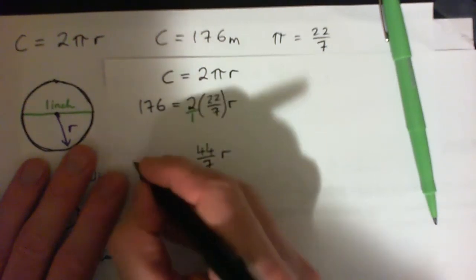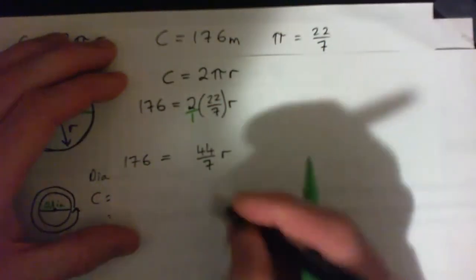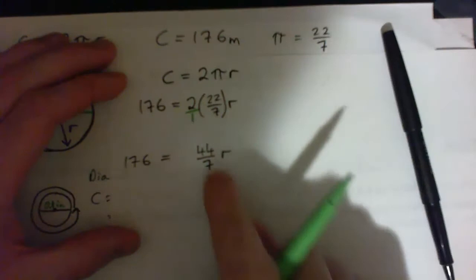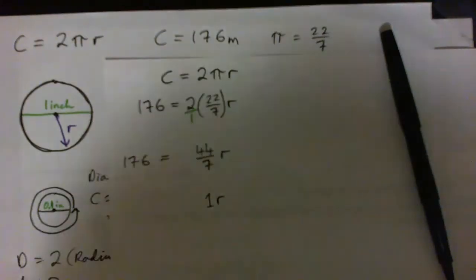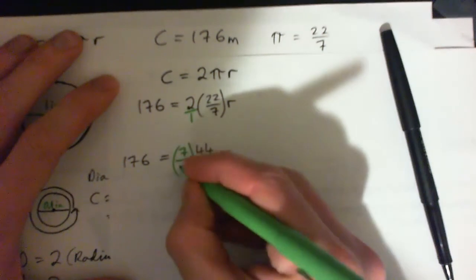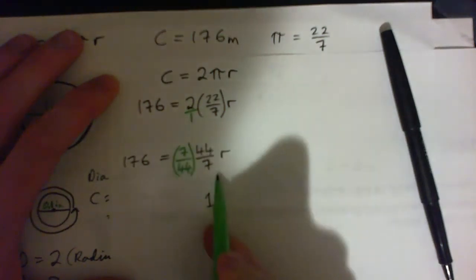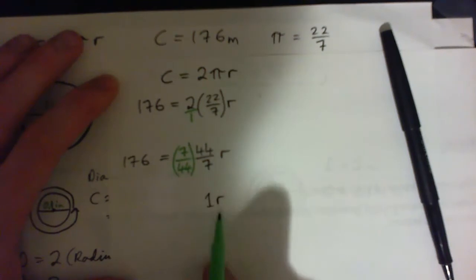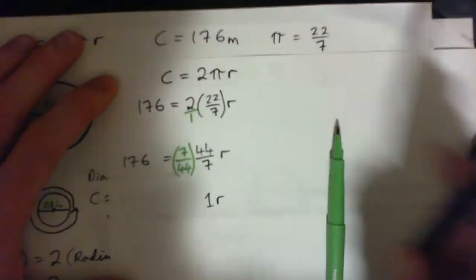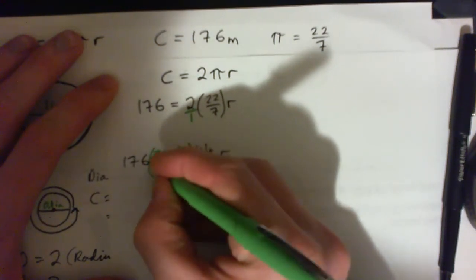I'm going to leave a little bit of space, so that's 176. To get r on its own, I have to turn that 44 over 7 r into 1 times r. How would I turn 44 over 7 into 1? You could multiply it by 7 over 44. The 7's cancel, the 44's cancel, and you're left with 1 r. But if you do that to the right, you must also do it to the left. So we must multiply the left side also by 7 over 44.